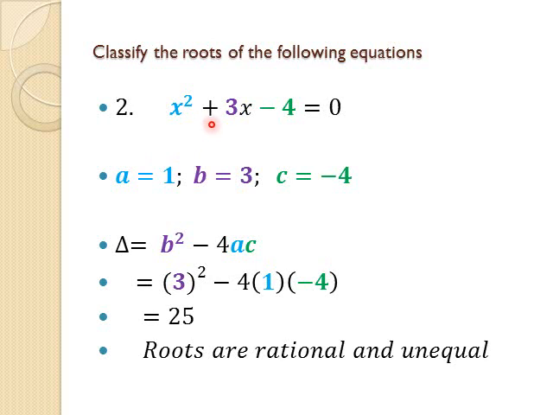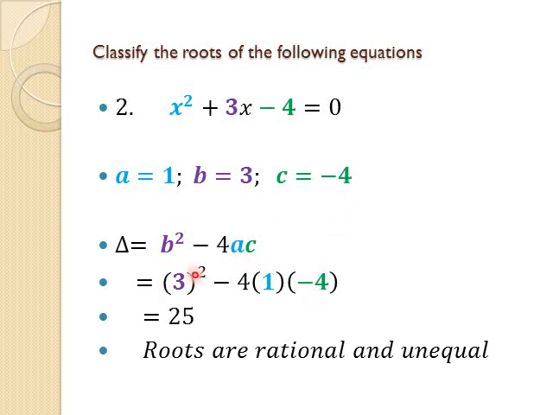Alright, problem 2. We have x squared plus 3x minus 4 equals 0. Again, a is the invisible 1, b is plus 3, and c is negative 4. Remember, we have to take the sign with the coefficient. So the discriminant equals b squared minus 4ac, b being 3, so 3 squared, 4a being 1, and c being negative 4.